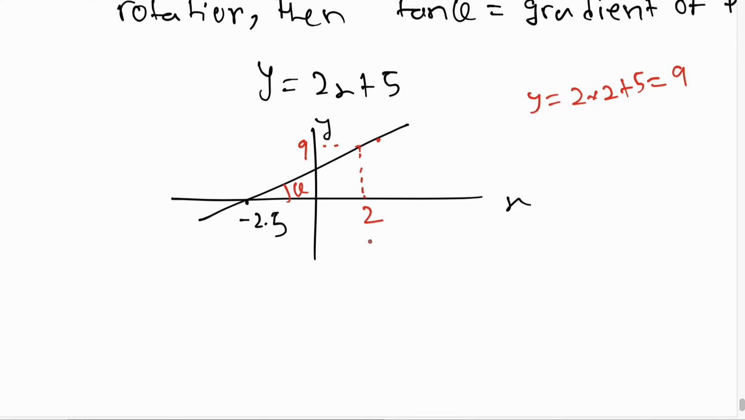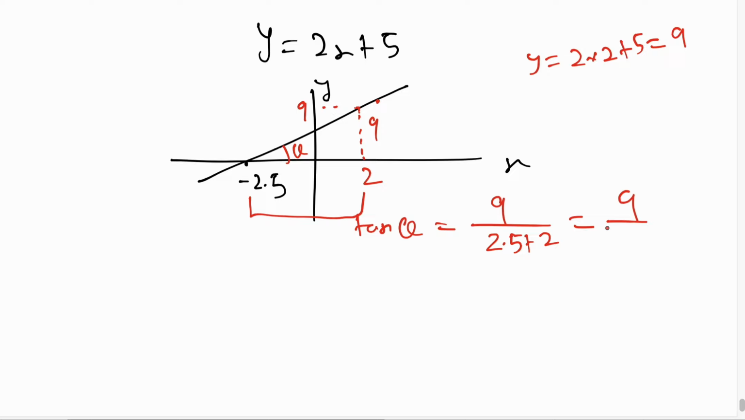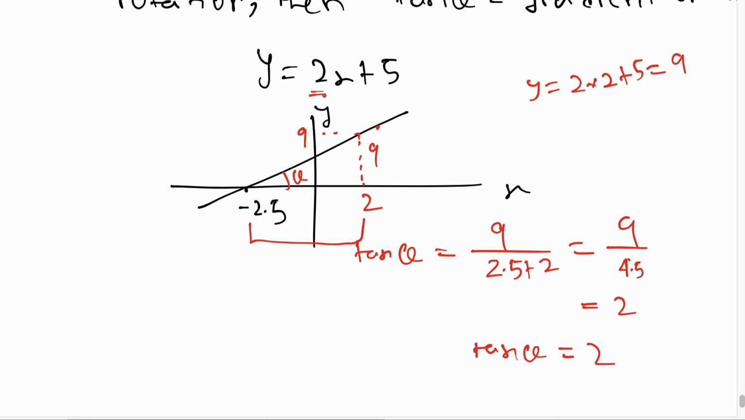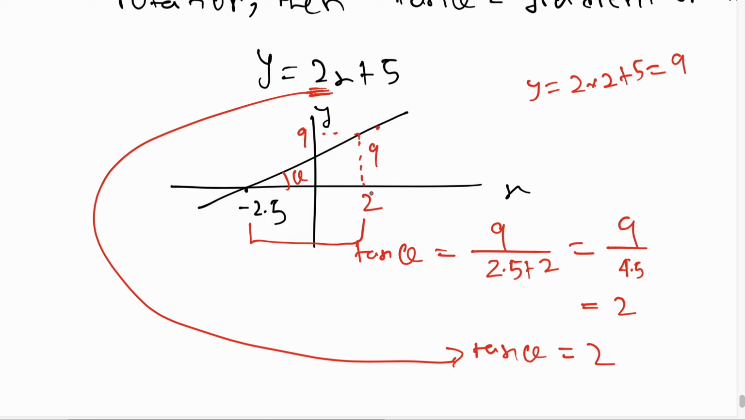So what would tan theta be? Tan theta would be opposite by adjacent, that means 9 by the full length of this, 2.5 plus 2. That is 9 by 4.5. 9 by 4.5 means 2. See, tan theta is equal to 2 and the gradient of the line is 2. That means they are equal.